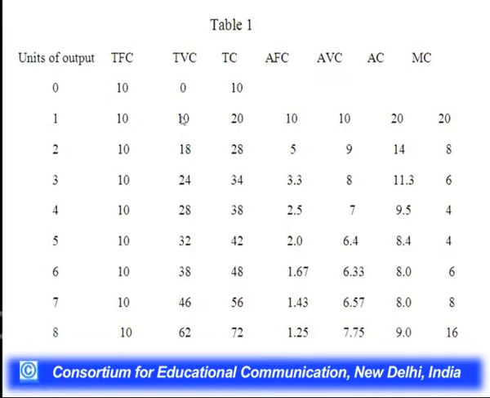When we are producing only 1 unit, TVC is only 10 rupees. When we increase the production to 2 units, it rises to 18. When we are producing 3 units, it rises to 24. So it is rising from 24 to 28, then 32, 38, 46 and 62 when we are producing 8 units of output. So TVC is rising, and the total cost is the addition of both total fixed cost and total variable cost.